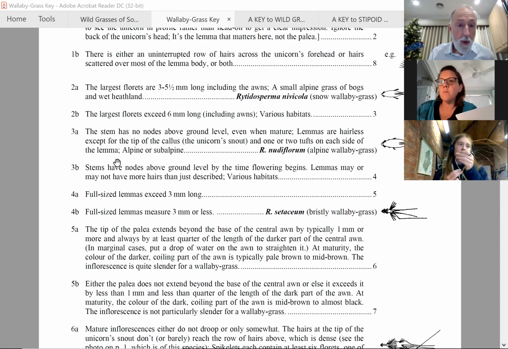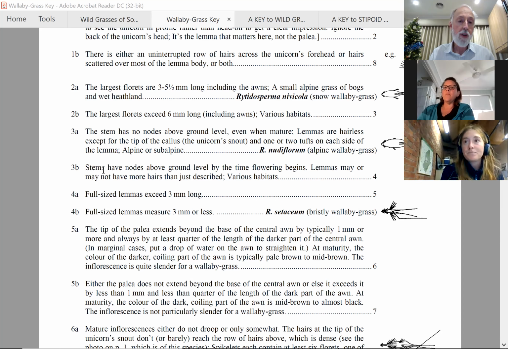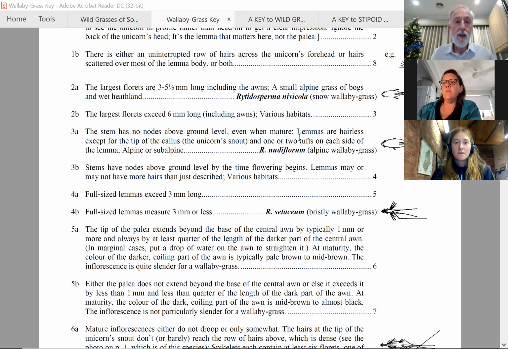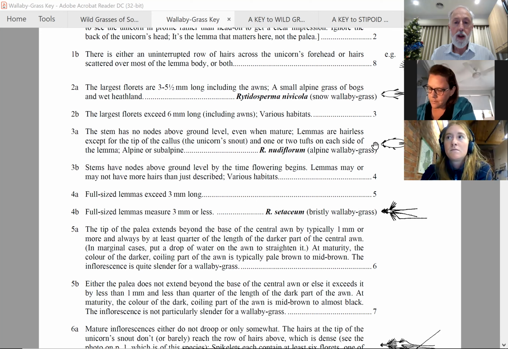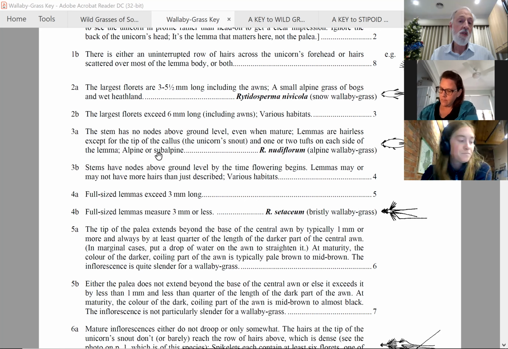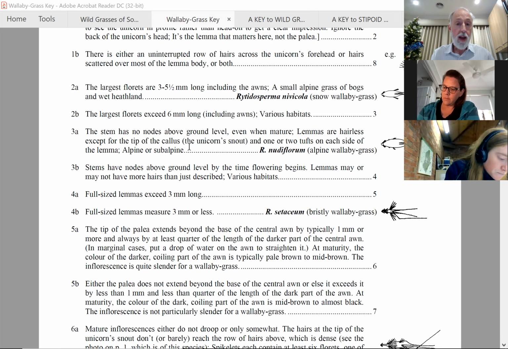Okay, so I'm saying that grasses are more like 3B, which says stems have nodes above ground level by the time flowering begins. So 3A won't work, but we could look at the other bits. 3A goes on, lemmas are hairless except for the tip of the callus, the unicorn snout, and 1 or 2 side tufts on each side of the lemma. In other words, it doesn't have a complete moustache, if you like, and ours does. And then it says alpine or subalpine. Again, we'd eliminated on that basis. So 3A is no good.